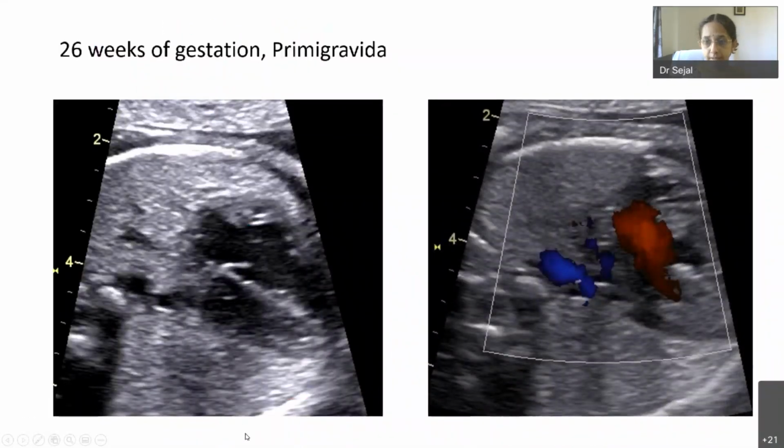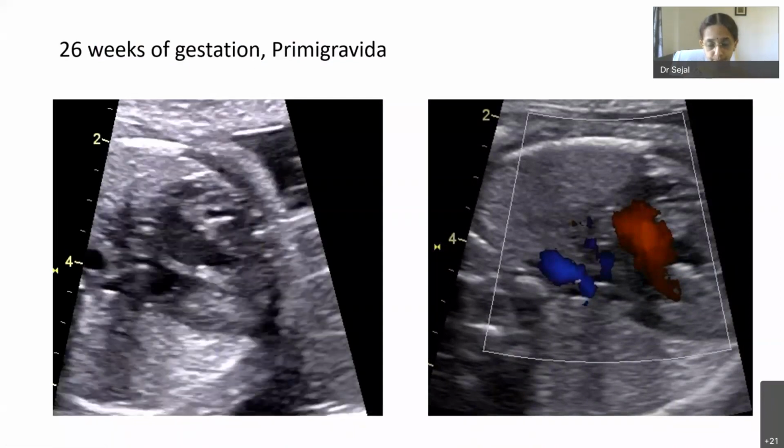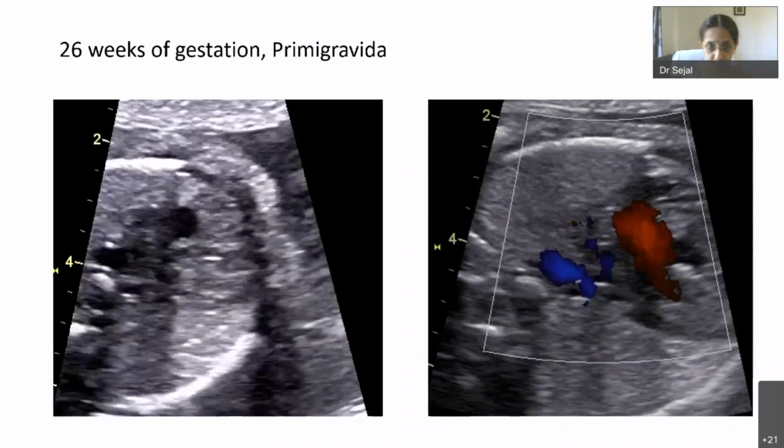Now let's see the first case. So all of you can answer in the chat box. I will be playing the video for you and try to see what you think about this. This is 26 weeks, primigravida.